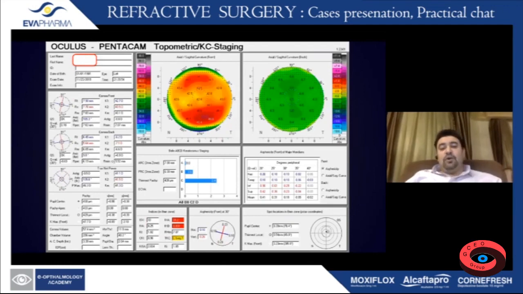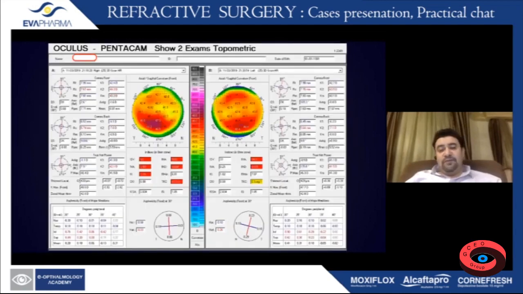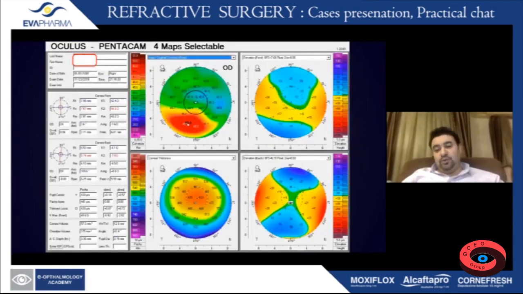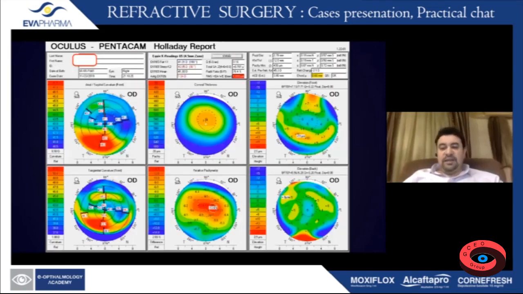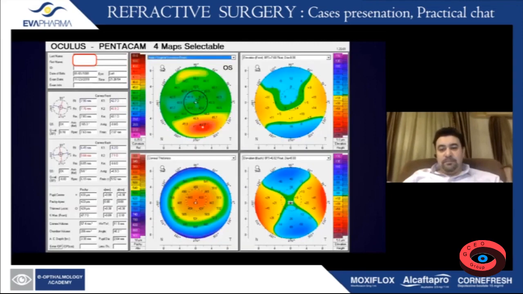But let us have a look at the tomographic data. Again, the tomographic data shows there is no associated thinning in the elevated area. There are no associated posterior elevations in the elevated area in the axial map. If we look at the Holladay reports, of course fitted against the best-fit ellipsoid here, the anterior and posterior elevation doesn't show any abnormalities. And here is the left eye showing the same, and you can see the Holladay report.